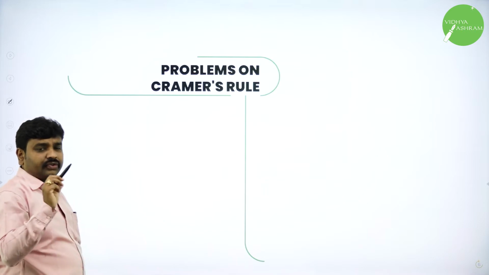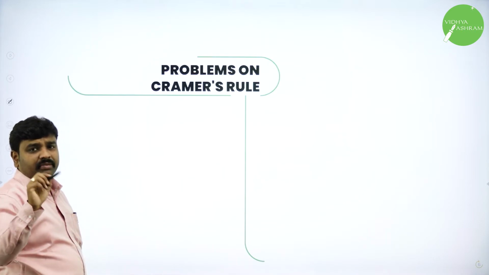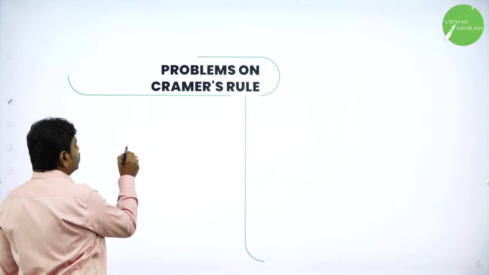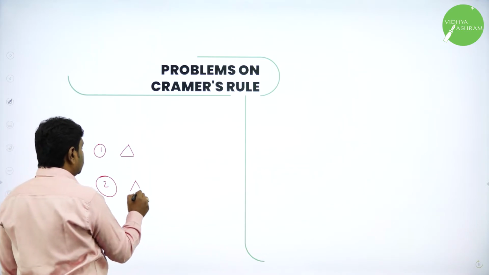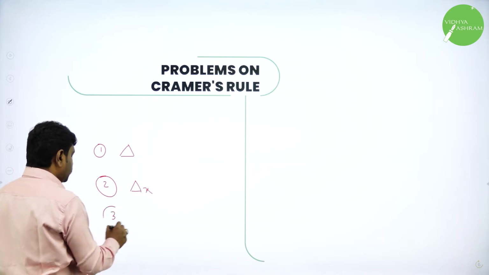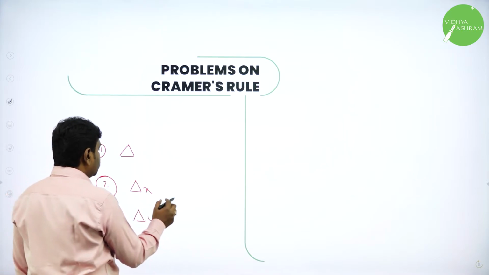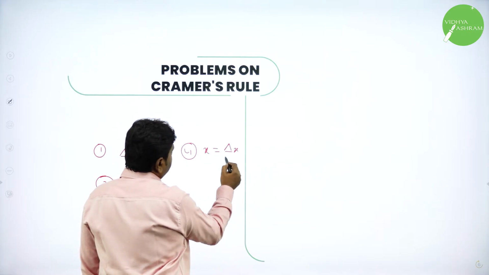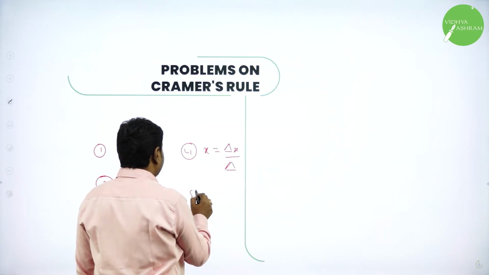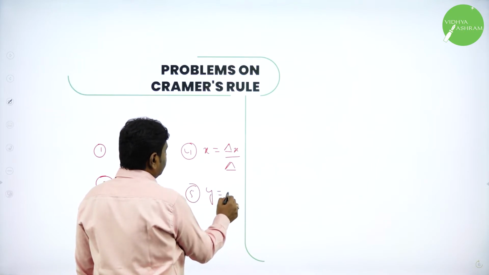So all of you know how to solve by Cramer's rule. First you should find what? Delta. Next you should find what? Delta x. Next? Delta y. Next you should find what? x. How to find x? The x formula is delta x by delta, and then you should find y. How to find y? Delta y by delta.